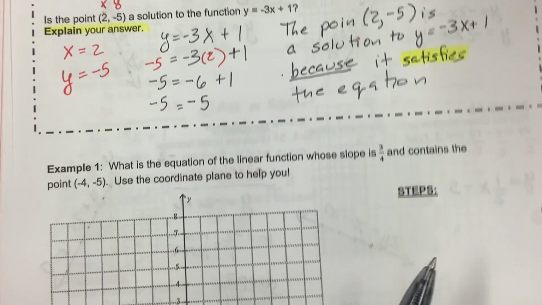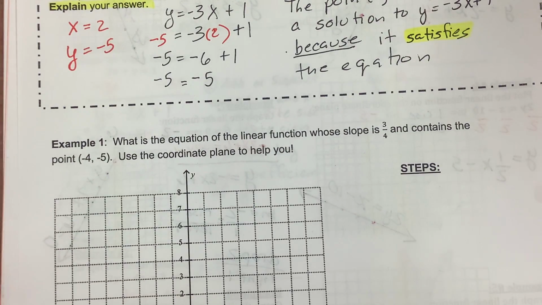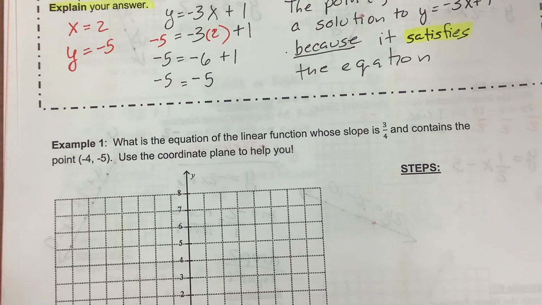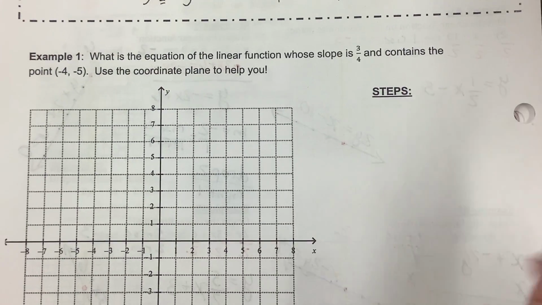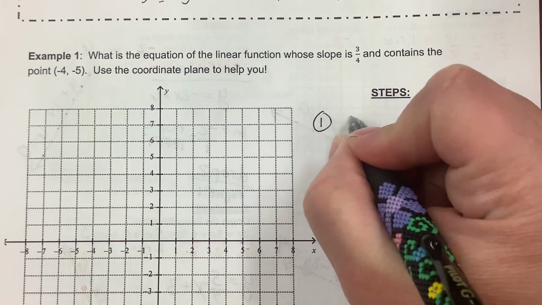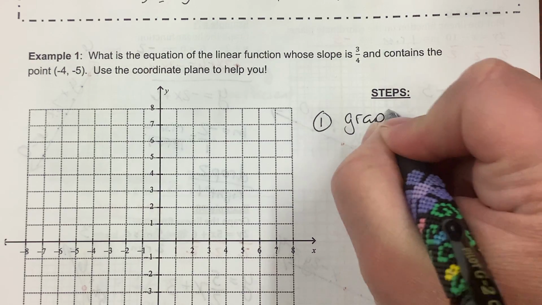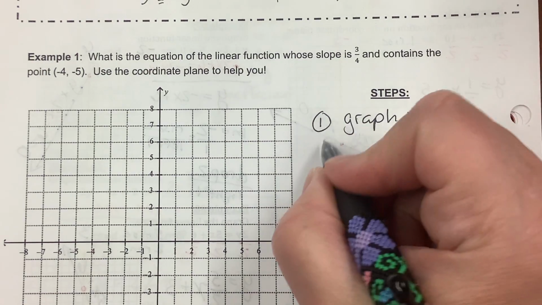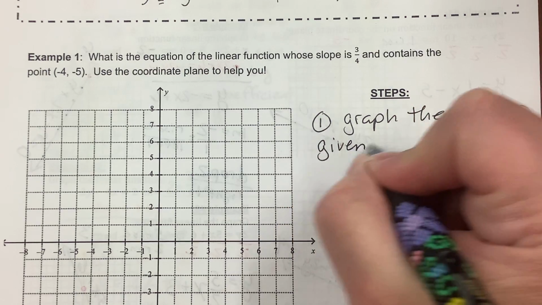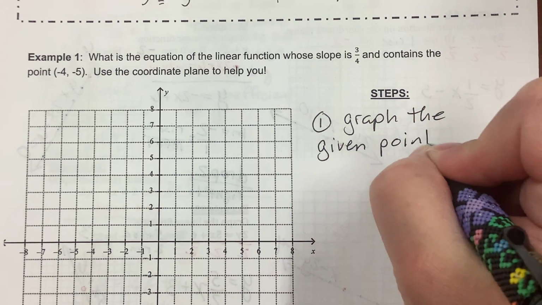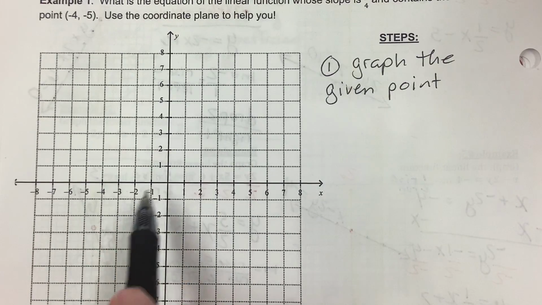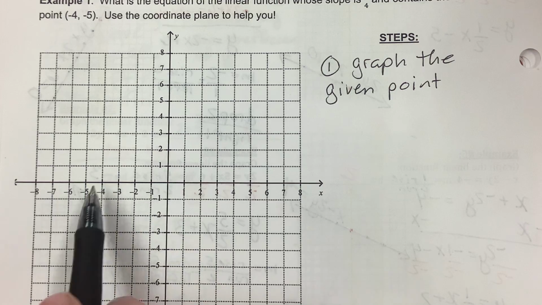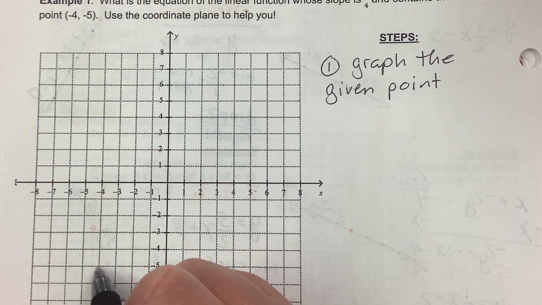Okay, write the equation of the linear function whose slope is 3/4 and contains the point (-4, -5). Oh, I've never done that before, but let's write the steps down to how to do that. Step 1, graph the given point. So I'm going to graph this point, (-4, -5). -4, because it's on the x line, -5. Here we go.